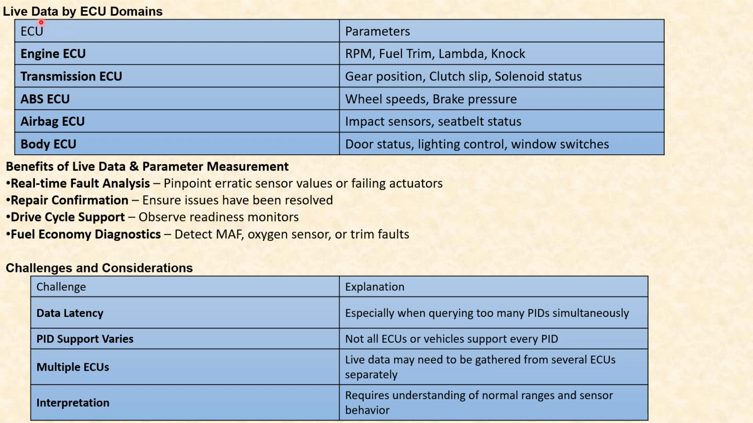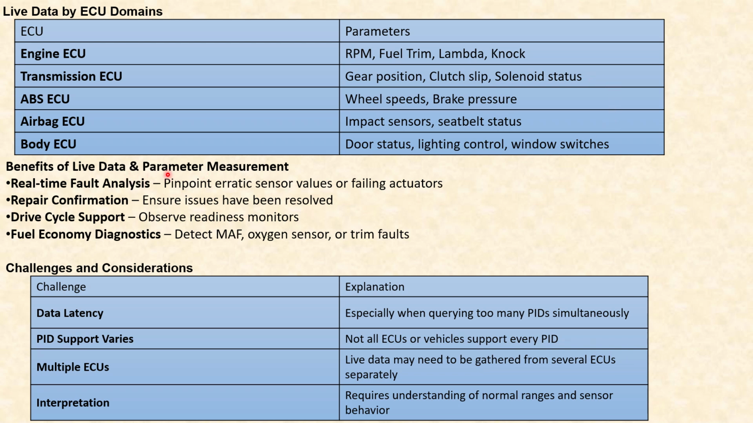Now, when it comes to live data by various ECU domains, what live data is transmitted by the various ECUs? For example, the engine ECU transmits live data: RPM, fuel trim, lambda, knock. Transmission ECU: gear position, clutch position, solenoid status. ABS ECU: wheel speeds and brake pressure. Airbag ECU: impact sensor, seat belt status. And body ECU: door status, lighting control, window switches.